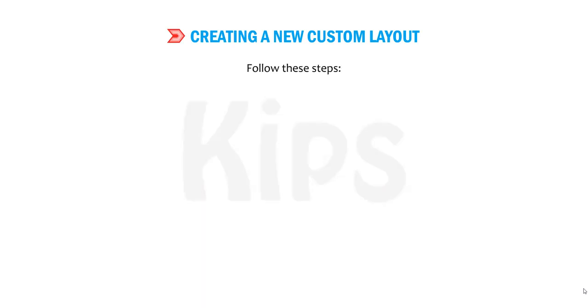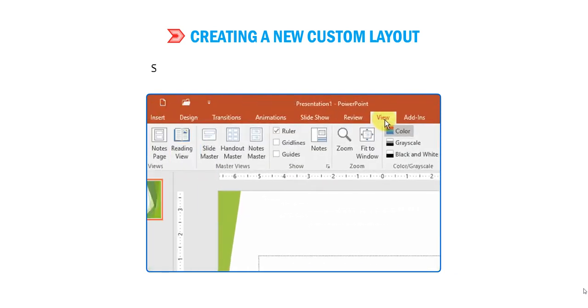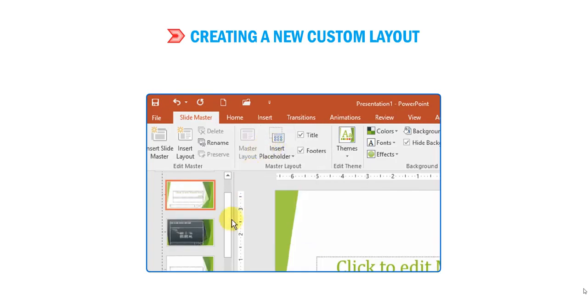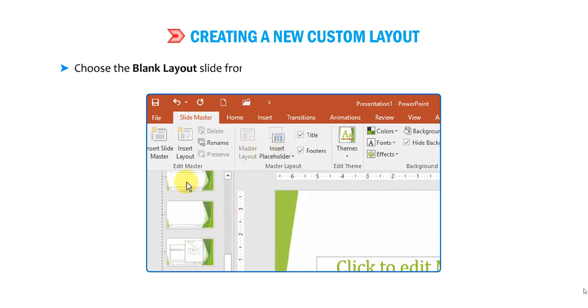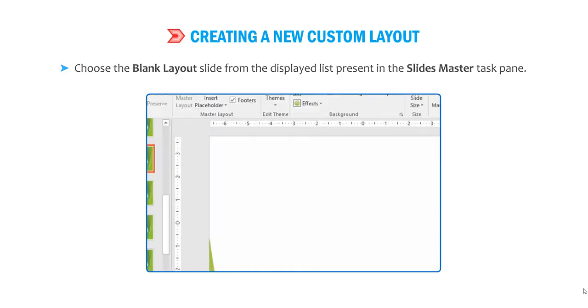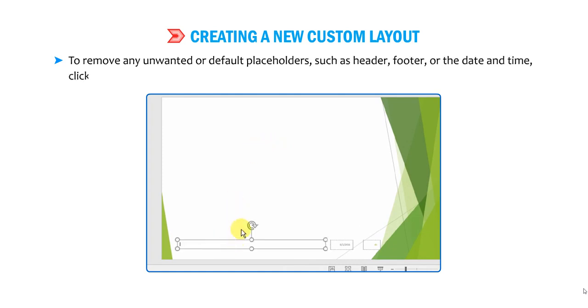Follow these steps. Click on the View tab. Select the Slide Master button in the Master Views group. Choose the blank layout slide from the displayed list present in the Slide Master task pane. To remove any unwanted or default placeholders such as header, footer or the date and time, click on the border of the placeholder, then press the Delete key.